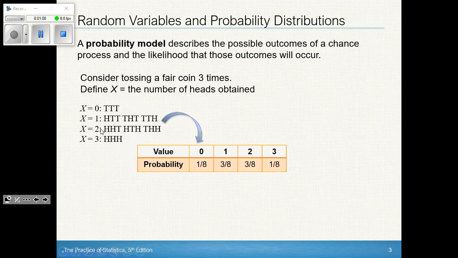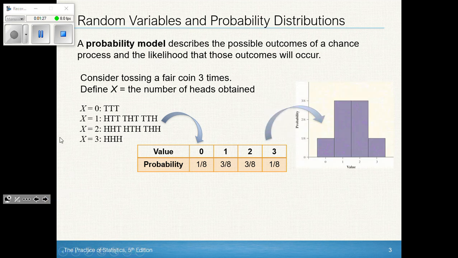These 8 ways are the sample space of flipping the coin, but when I consider X to be the number of heads that I get, those are the only possibilities for the number of heads. And you see these probabilities correspond to how many ways they could happen. Now, again, this is a fair coin that we're dealing with here. Here's a histogram representing the same thing.